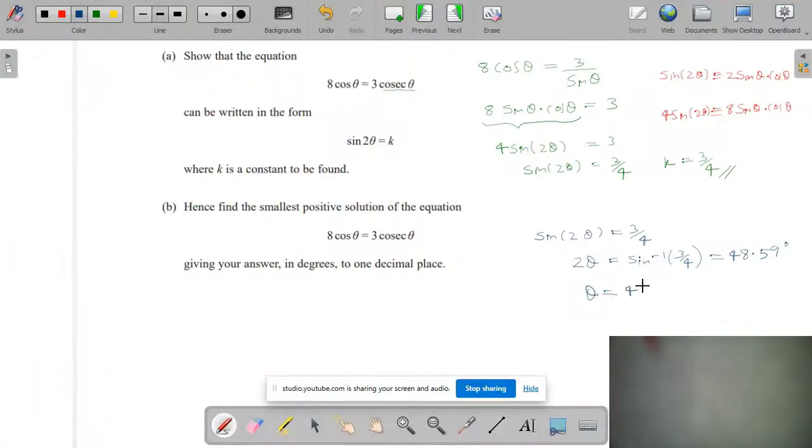So theta equals 48.59 divided by 2, which is 24.295. If I write to the nearest 1 decimal place, theta will be 24.3 degrees. So that also is not a difficult sum. The only thing is focusing completely and getting things done.